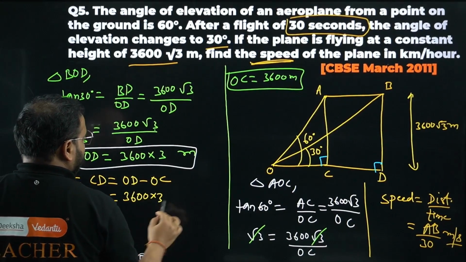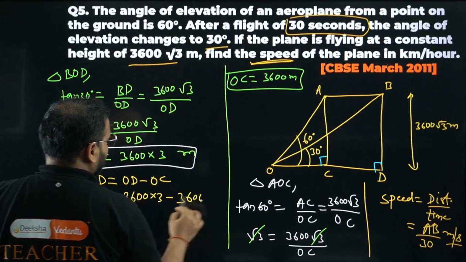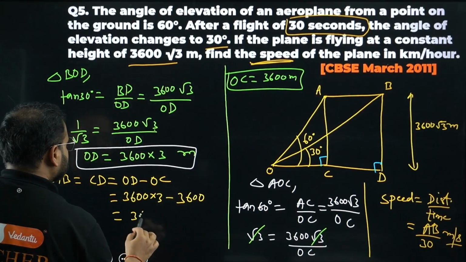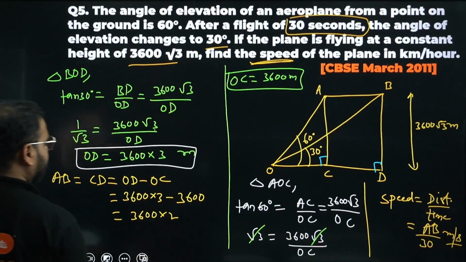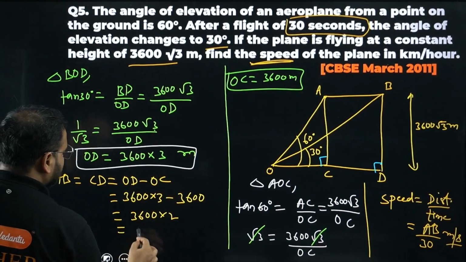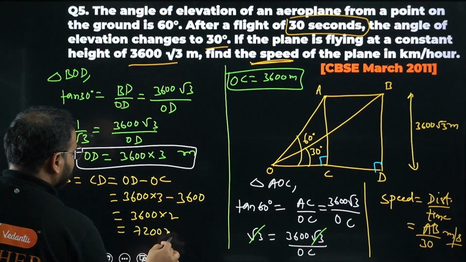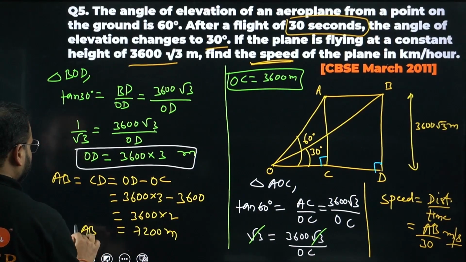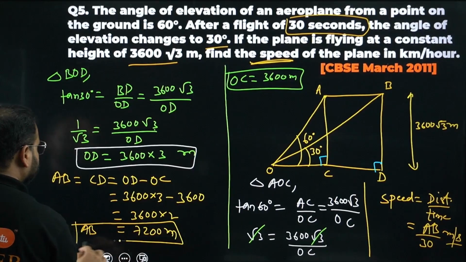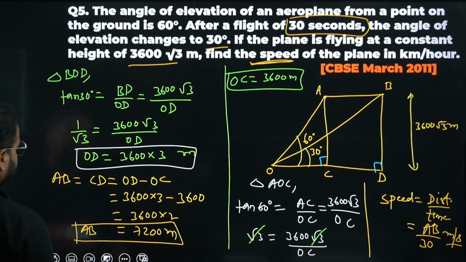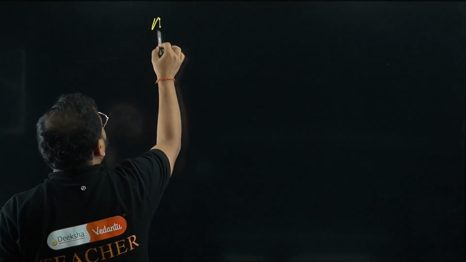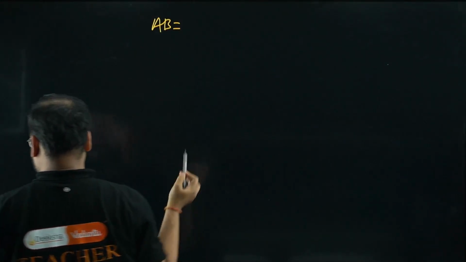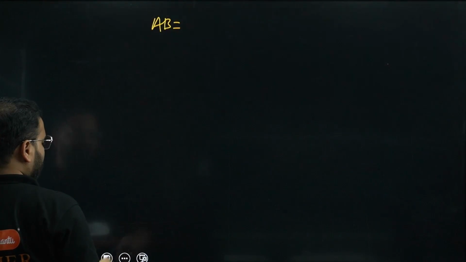3600 into 3 minus 3600. Now, how much is that? Simply 3600 into 2, which is 7200 meters. Please check, meters. This is AB. Great. Have a look, AB is coming as 7200 meters.